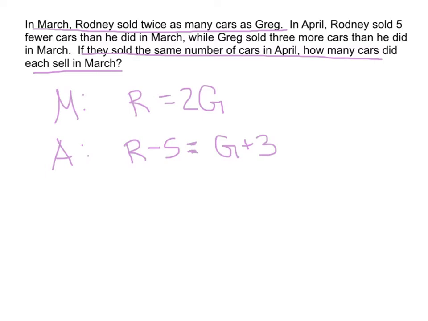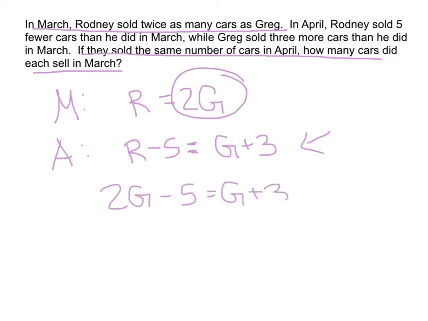So here's my equation. Which of these two should I work with to find my values for each person? Now I notice here I have r minus 5 equals g plus 3, but in my first equation, r is equal to 2g. So this is an easy substitute. So I'm going to use this to replace r in my second equation. So 2g minus 5 equals g plus 3.